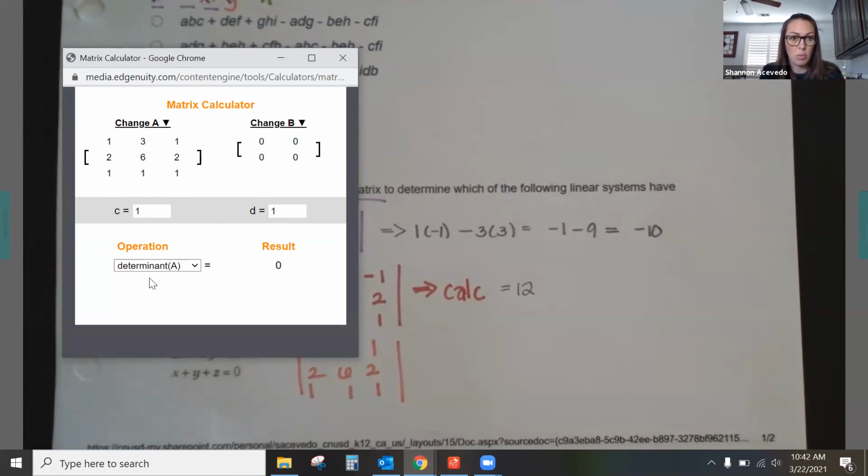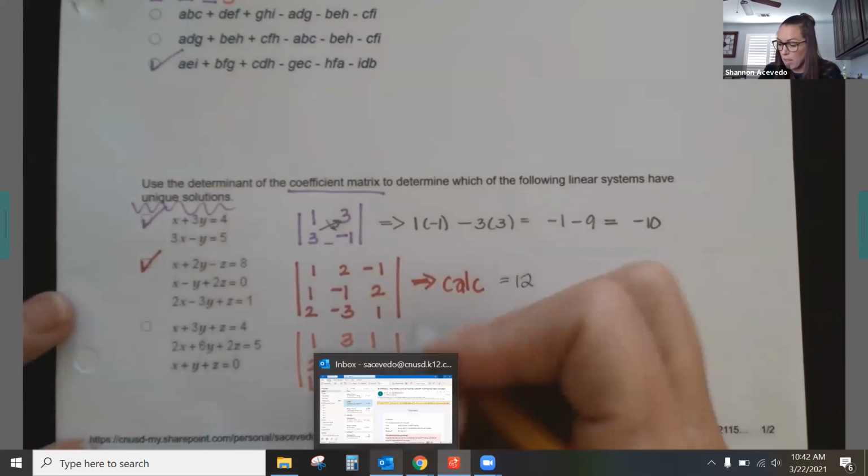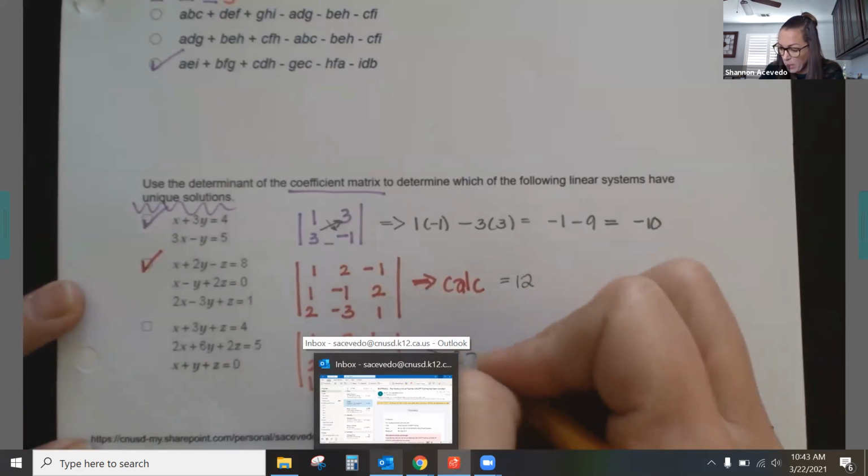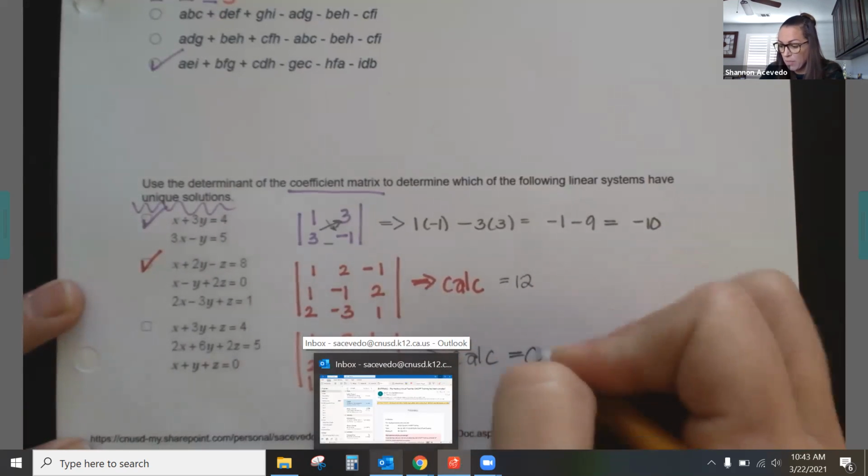So make sure you double check your work. 2, 6, 2, 1, 1, 1. And I get the determinant here is going to be a value of 0. So I put it in my calculator and I got a value of 0.